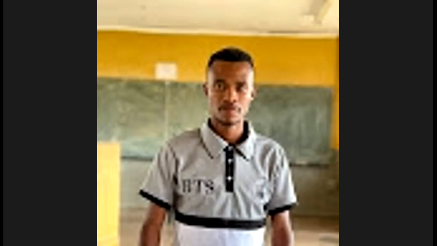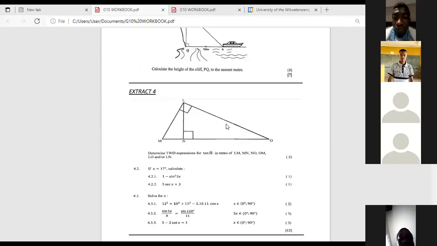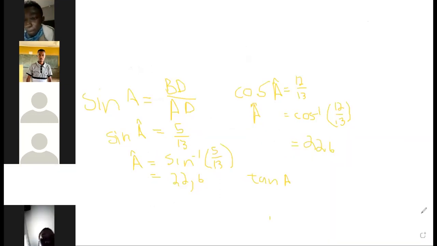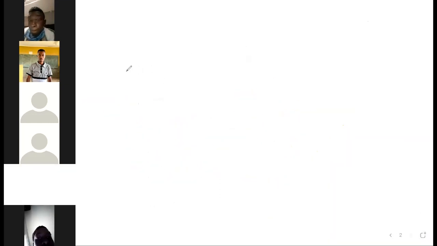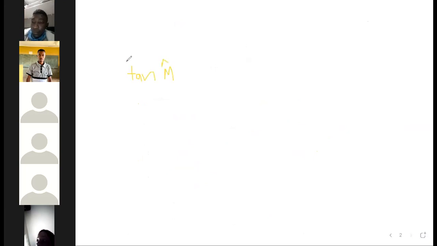Fine. So let's continue right now. 4.2 says, if x is equal to 7, the first question says determine the expression, right? So I'm gonna look at M. Here's my M. The tangent is opposite over the adjacent. So meaning I'm gonna have tan M.